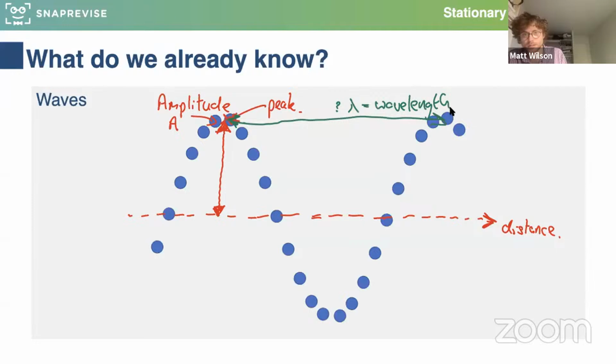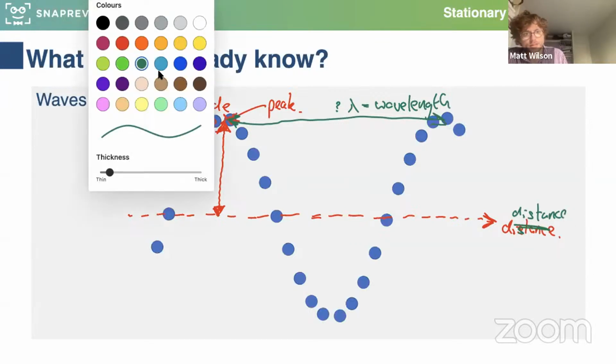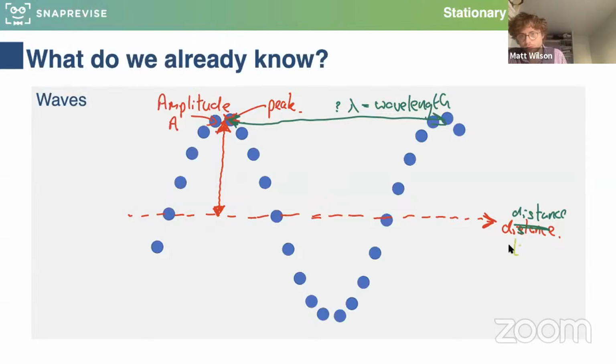Perfect. Good stuff. Okay. If instead, in fact, let's write distance in green. If instead this axis had been time, then this interval here would instead have represented the period of the wave, given by the symbol T. So you have to keep an eye on that axis. If the axis is distance, it's going to be wavelength. If the axis is time, it's going to be time period.